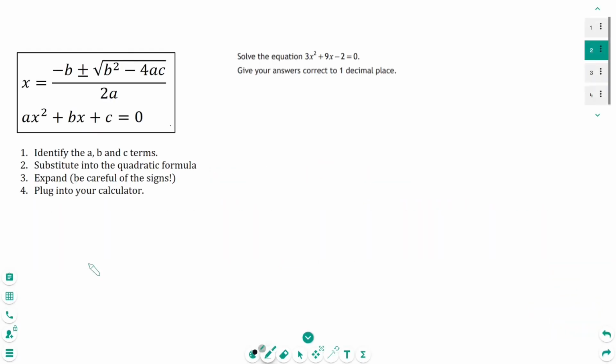This is Vincent with Central Tutors, and today I'm going to be teaching you how to use the quadratic formula to solve quadratic equations. So let's get started.